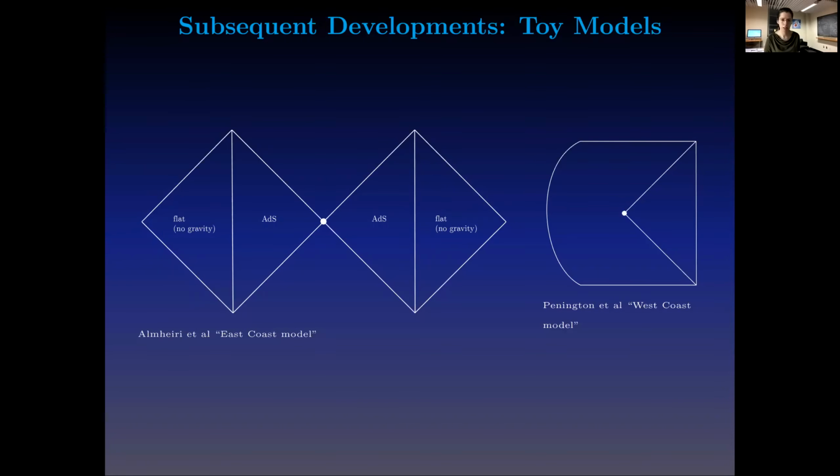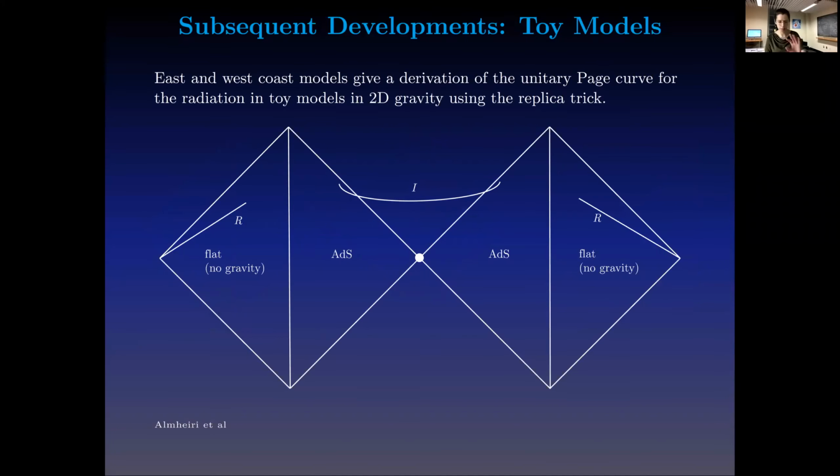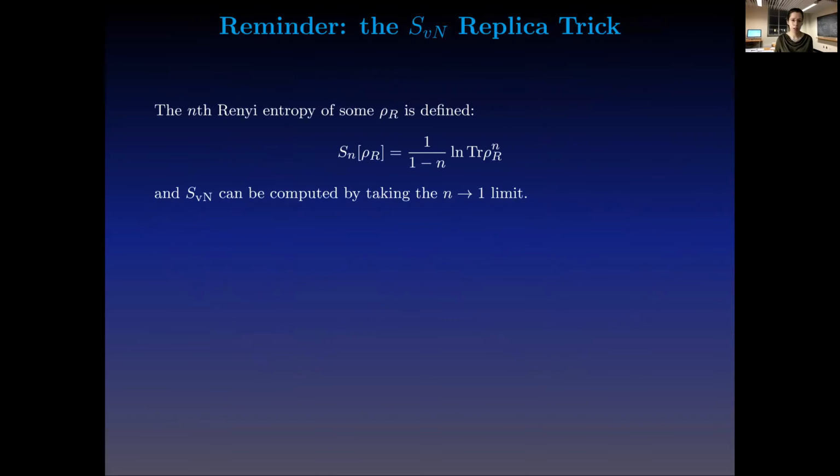So what's the idea? I'm going to primarily use the East Coast model as just a better illustration for what I'm going to say later. Now, the idea is they take some region R in the reservoir, so this is meant to be the radiation, and define the so-called island that computes its entropy. And then they literally try to just do the replica trick and see where it gets them, using basically Lewkowycz-Maldacena. Let me talk a little bit about the replica tricks.